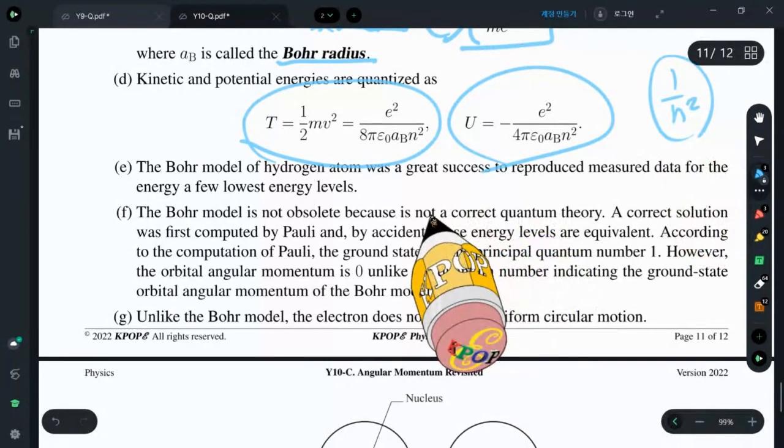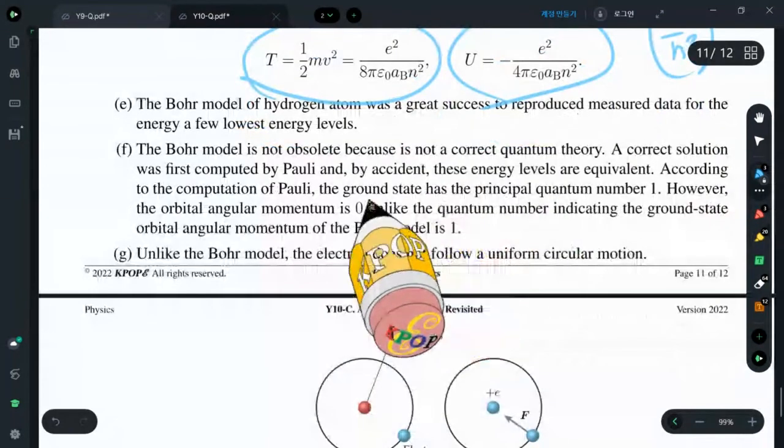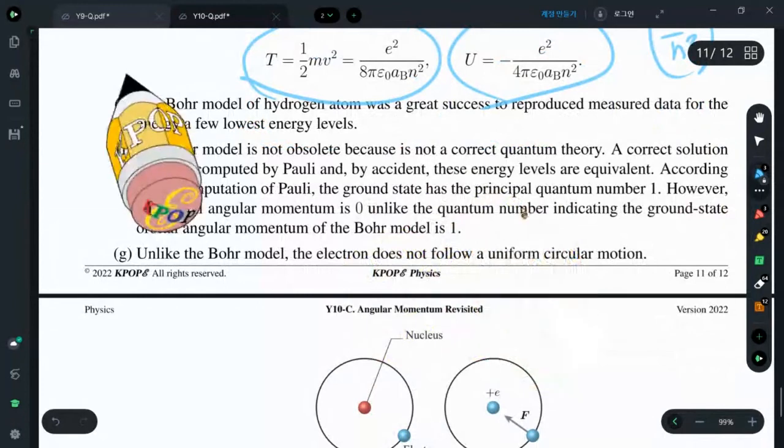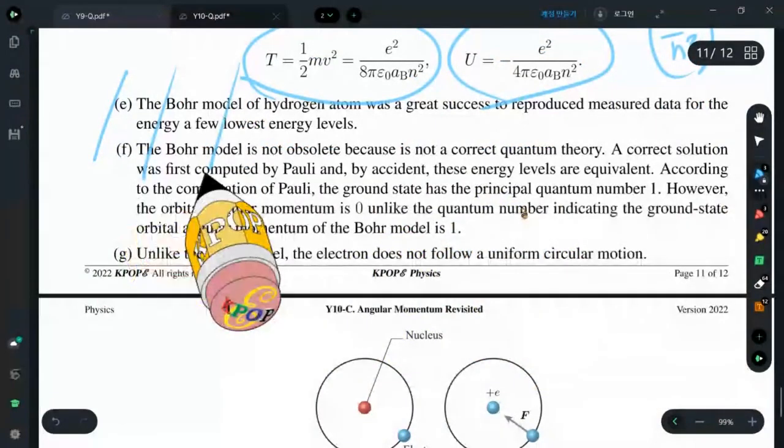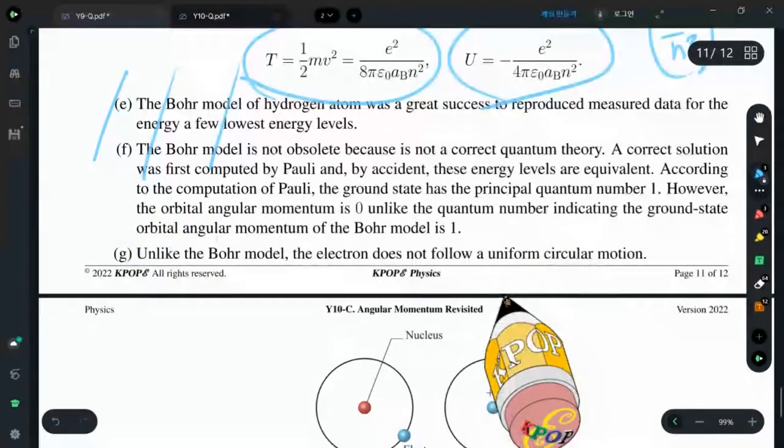So his first trial was very successful in reproducing the spectrum of photons emitted from hydrogen atoms.